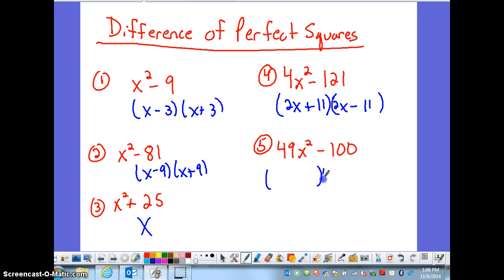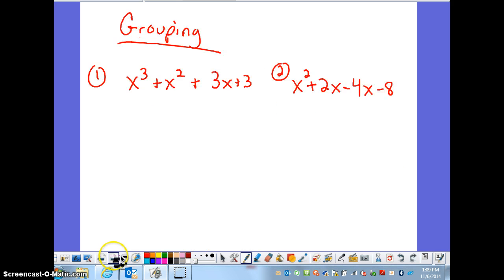Number 5, you can do the same exact type of thing there. You have 49x squared minus 100. That's going to be a 7 and a 7x for the 49 and the x squared. The 100 is going to be a 10 and a 10. And one's going to be a plus, one's going to be a minus. So we don't write these as squares because the plus and minuses are different. So they are not the same as each other.